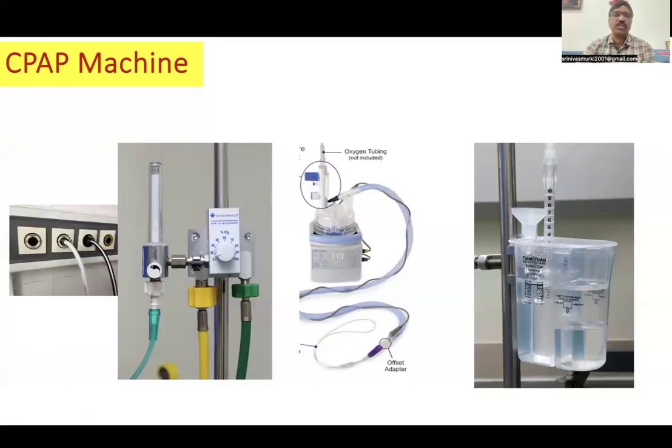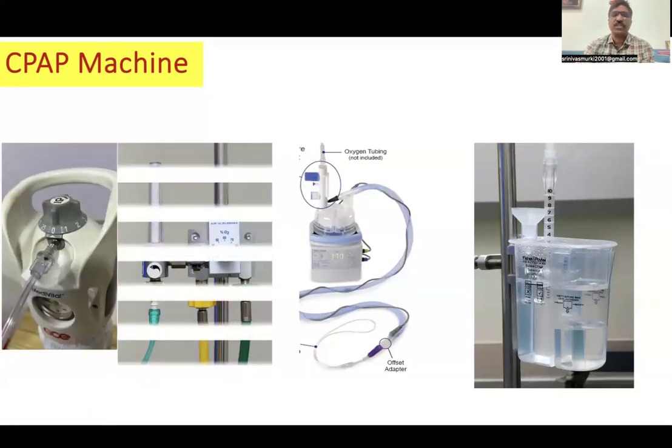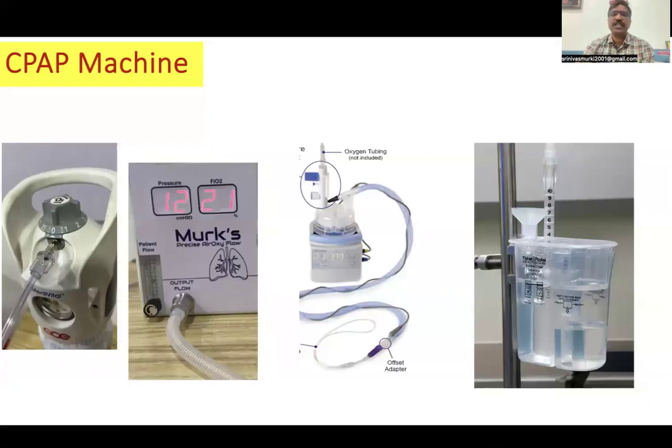a compressed air source and oxygen, you can use a cylinder oxygen, but you will need a Merck's Precise Air Oxygen, which has an inbuilt compressor, inbuilt blender, and pressure and FiO2 monitoring. You titrate the FiO2 by increasing the oxygen inlet from the cylinder, you can titrate the pressure by the bubble chamber, and you can titrate the flows using the flow meter.